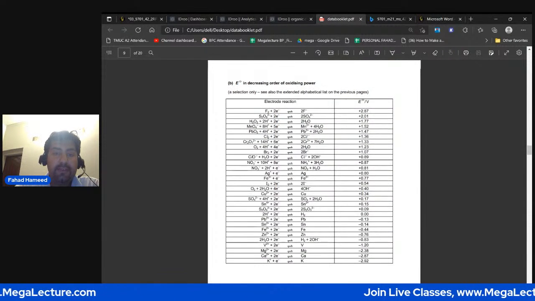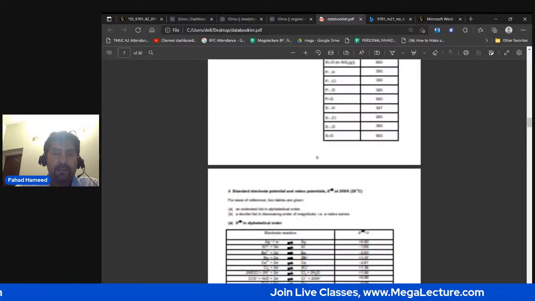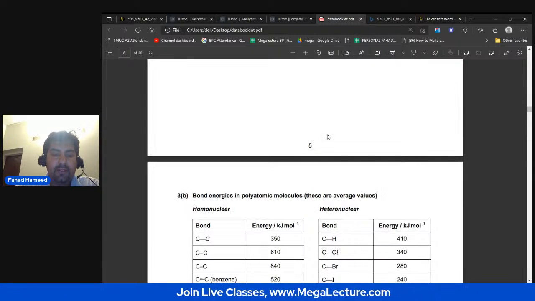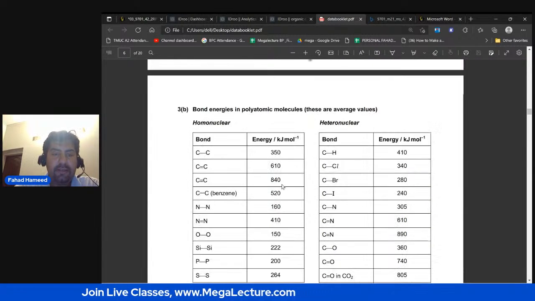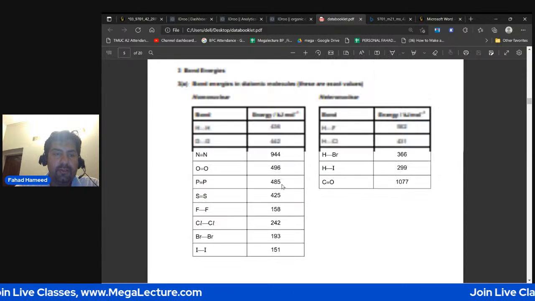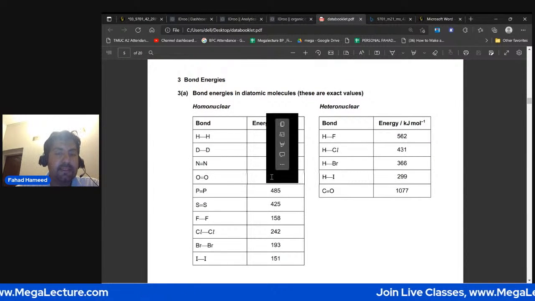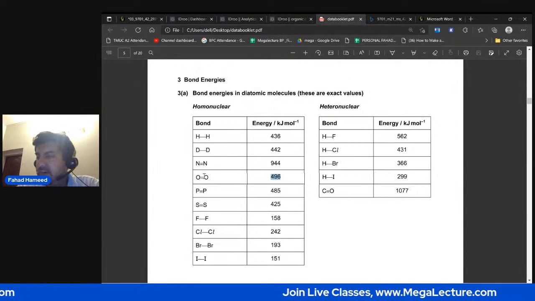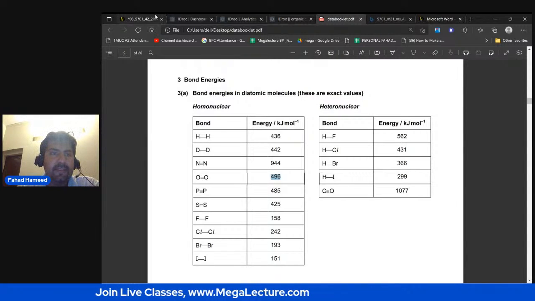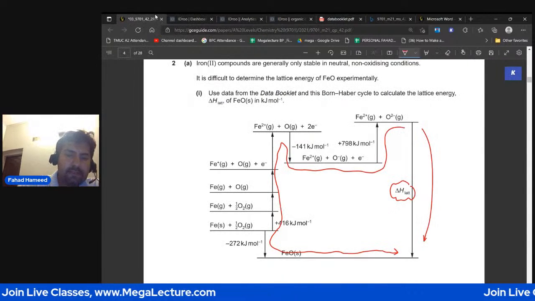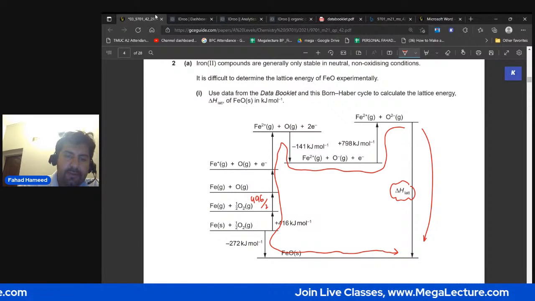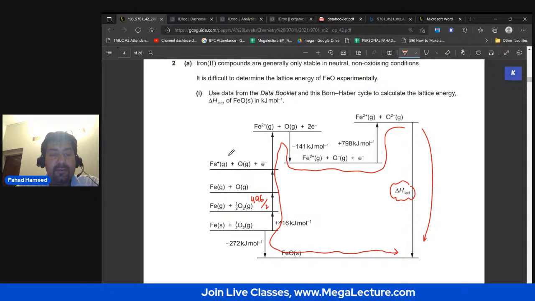And again, this value is now going to be given with the question. There's no separate data booklet. Have a look at the oxygen double bond, homonuclear. It's 496. So O2 being broken down and turned into oxygen gas atoms. This part is going to be 496, divided by 2. Why? Because you're breaking half a molecule.